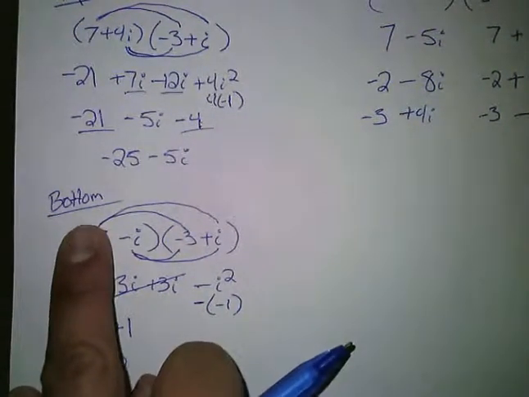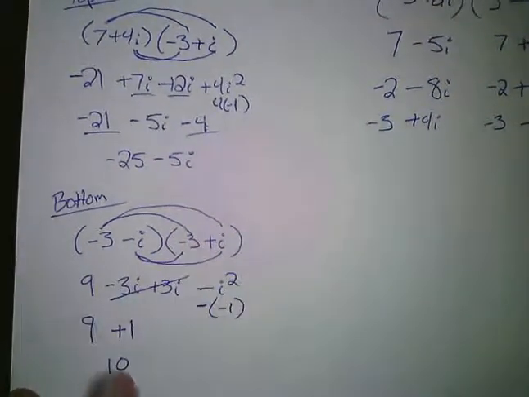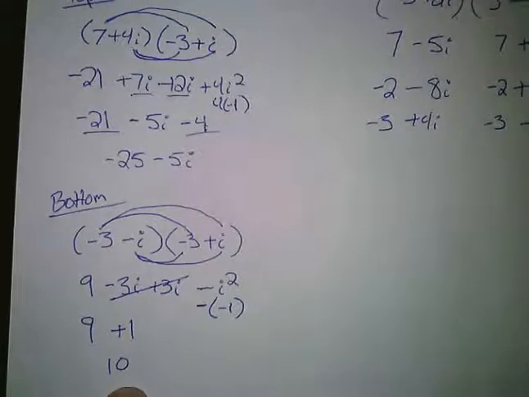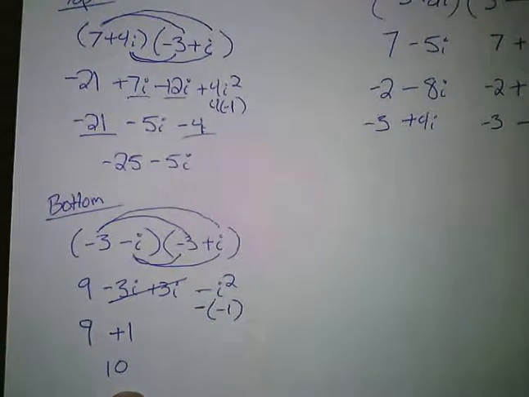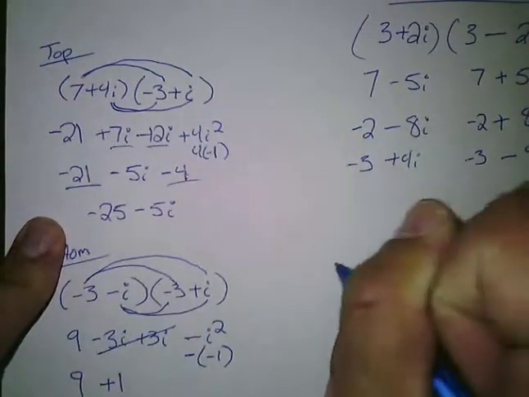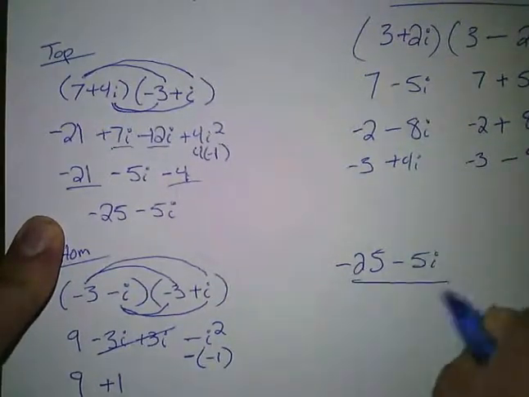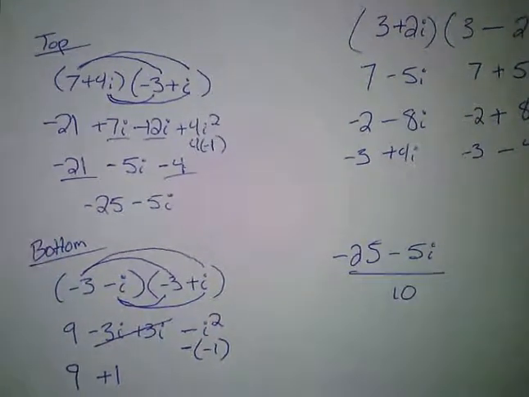So on the bottom, the denominator, when I distributed everything out with the complex conjugates, we are left with just a 10. That's what we wanted to happen. We wanted all of our imaginary numbers to go away. So when I put all this together, up top I'm going to have -25 minus 5i. On the bottom, I'm going to have a 10. I'm almost done there. I just have to simplify my fractions.